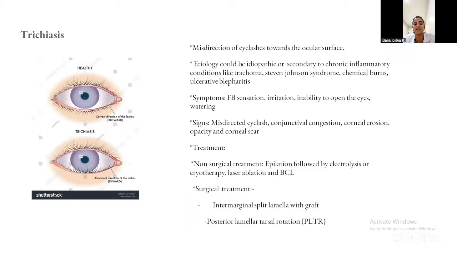This would be the final stage. Because of the constant rubbing of the trichiatic lash, the cornea is getting damaged. In this case, photophobia may also be there. Treatment: non-surgical treatment is epilation. Surgical treatment would be intermarginal split with lamellar graft, posterior lamellar tarsal rotation can be done.